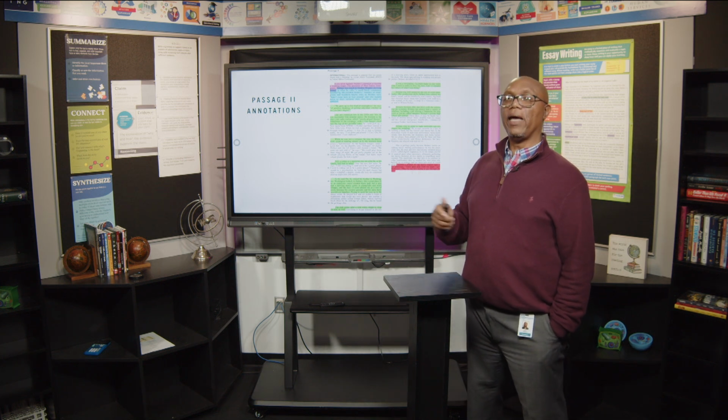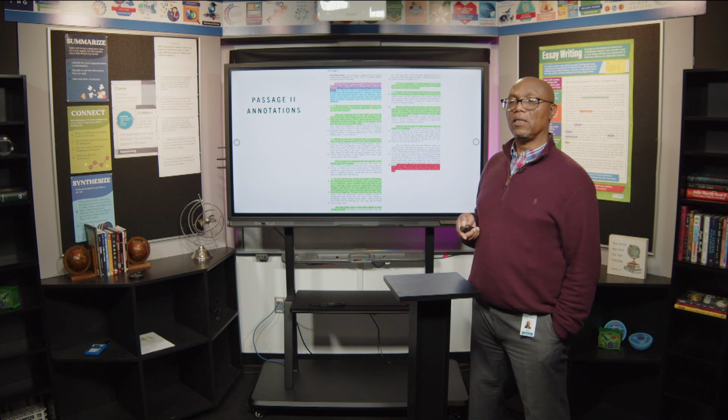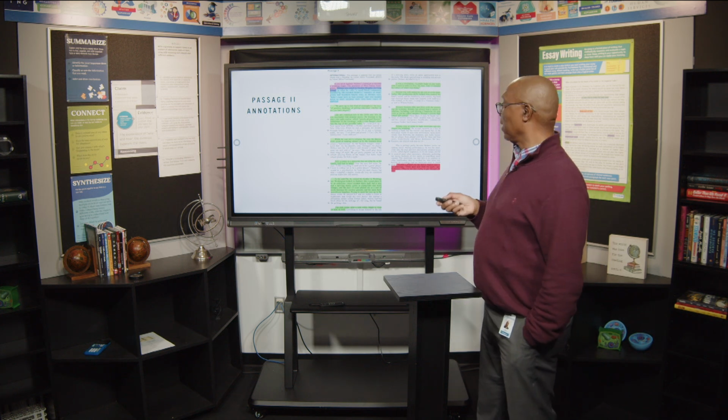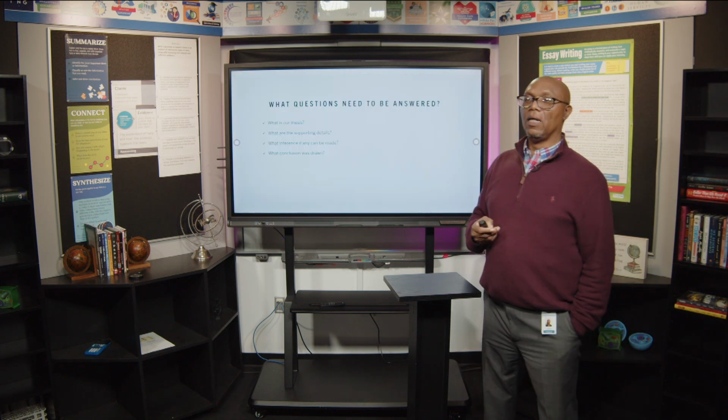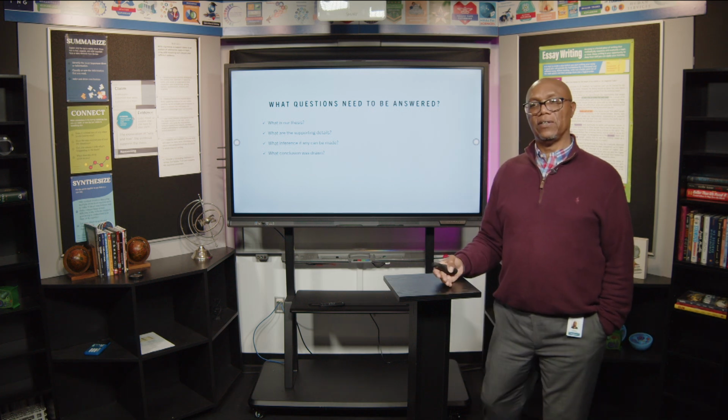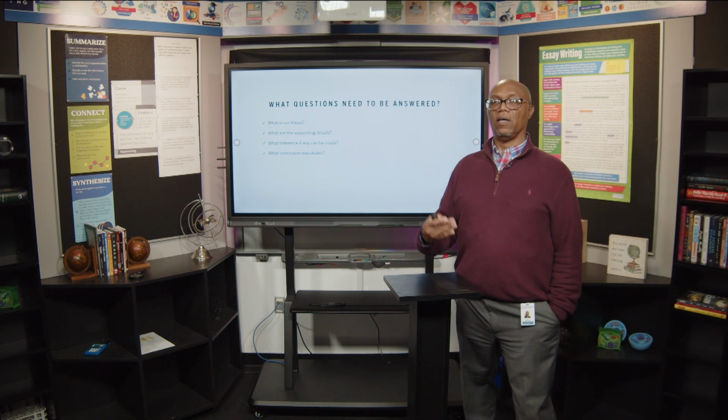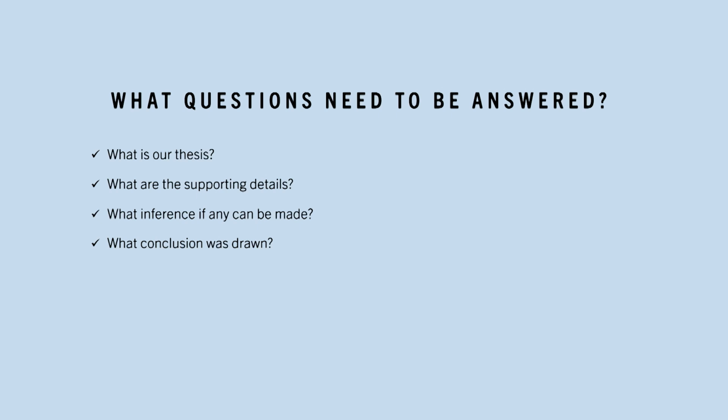What we'll do is pull out everything individually so that you can see it when it's appropriate to answer a particular question. These are some of the questions we need to ask ourselves with informational text, and this particular text you could consider humanities of sorts. With informational text, we try to figure out what the thesis is, what the supporting details are, what inferences we can make, and what conclusions, if any, are drawn.